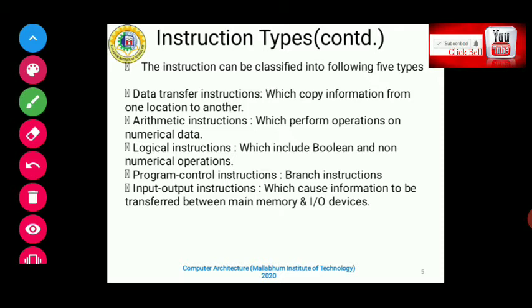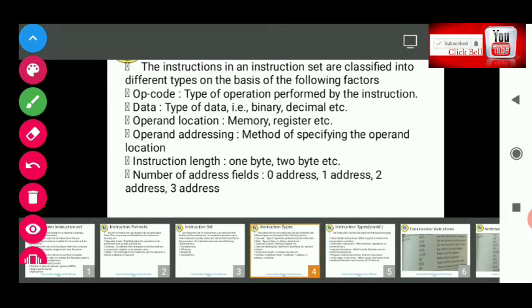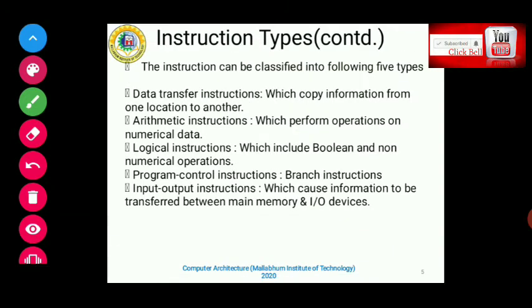First one is the data transfer instruction. Second one is the arithmetic instruction. Third one is the set of logical instructions. All these are sets of instructions. Next, program control instructions, and next, input output instructions. Data transfer instructions actually copy information from one location to another. It tells the data transfer.